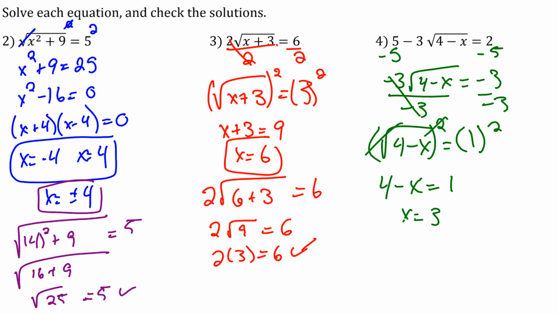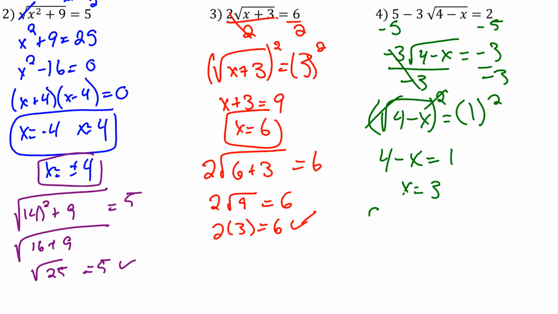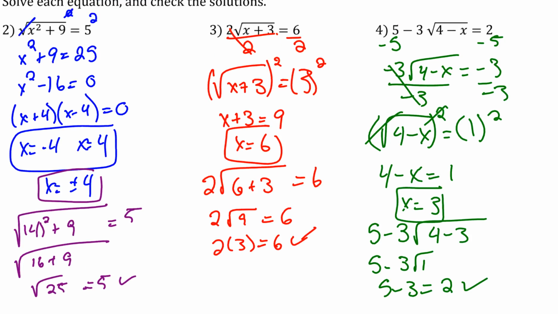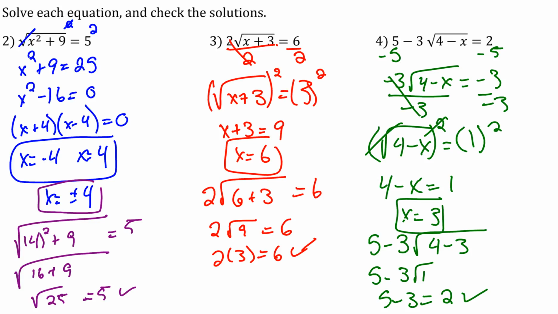Is it actually a solution, though? Well, I need to plug it in. 5 minus 3 square roots of 4 minus 3. What does that equal? It gives me 5 minus 3 radical 1. The square root of 1 is 1, so 5 minus 3 equals 2. I want it to equal 2, so it checks out. So x equals 3 is the solution. I had no extraneous solutions here. They all checked out. I could have, though.